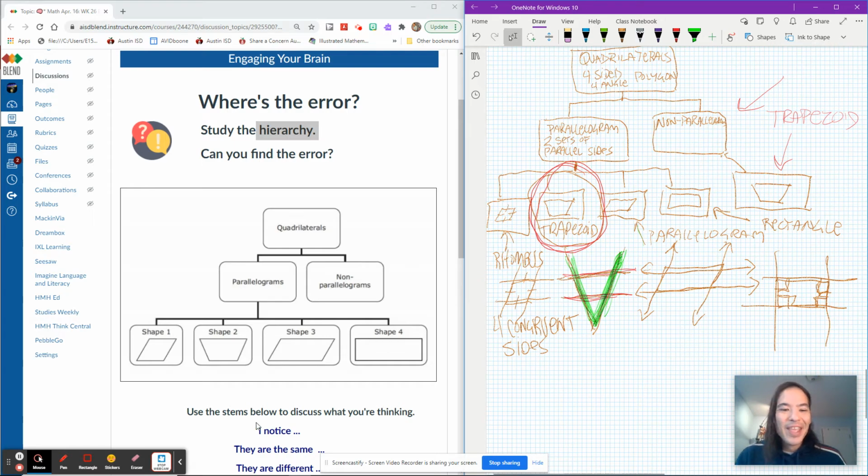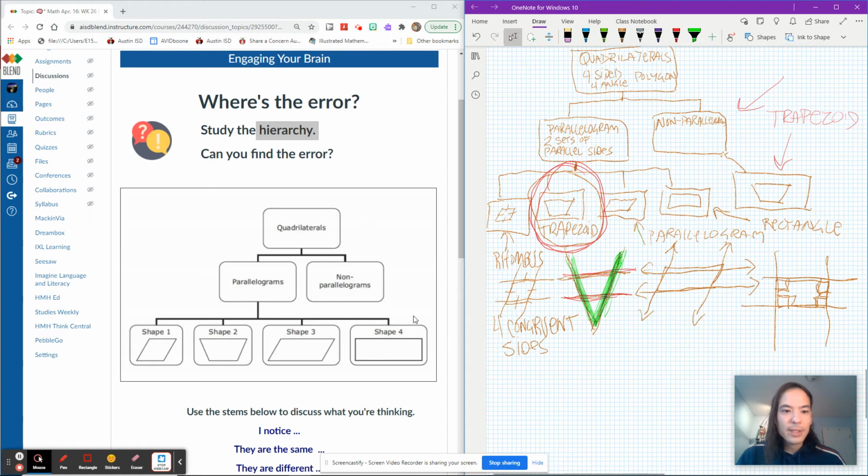All right, so I noticed that we're looking at a hierarchy chart. I noticed that we're looking at a breakdown of quadrilaterals. I noticed that we are looking at attributes of quadrilaterals. I noticed that we are looking at both parallelograms and non-parallelograms. So these are all things that we can notice about this.